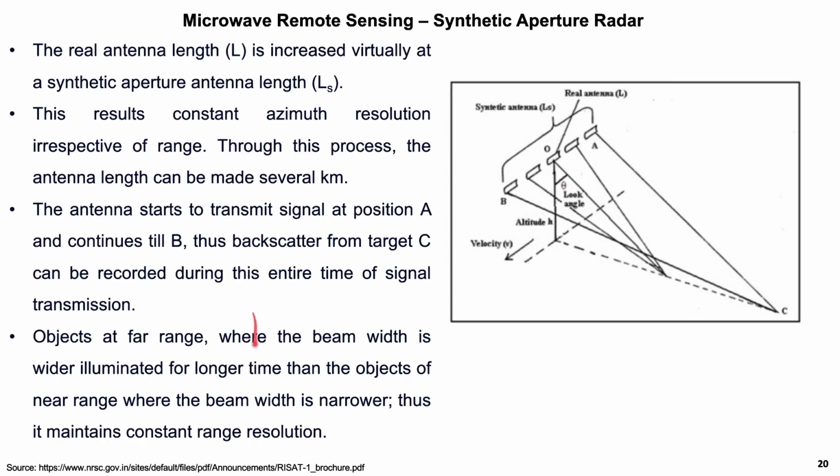I have discussed the theory in this. Here the antenna starts to transmit the signal at position A and continues till position B. The backscatter from the target C can be recorded during the entire time range. So continuously it is going to record the return pulse from the object C. Objects at the far range will be illuminated for a longer time than objects at the near range. So here your azimuth resolution will be different, and here it is going to be different.